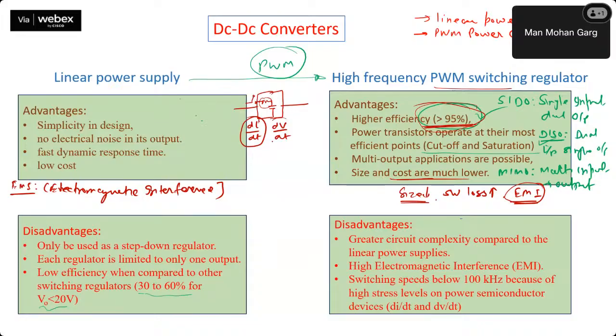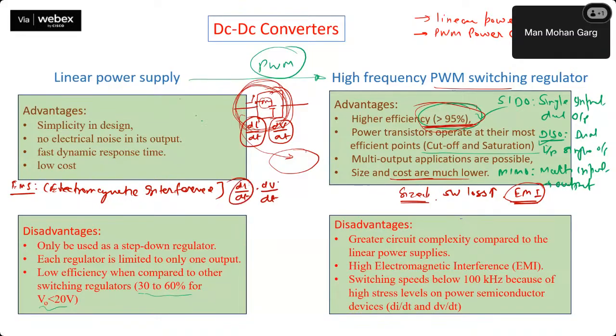Now these dv by dt and di by dt will cause certain electromagnetic fields, and these fields will affect other equipment nearby. Similarly, if there is other equipment nearby, their fields will affect this equipment. That's why this electromagnetic interference takes place, and it impairs the performance of our converter and nearby devices, right? So this is due to di by dt and dv by dt.